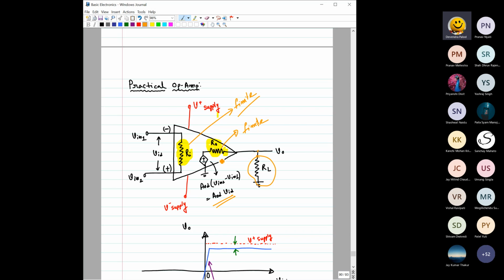Earlier, we have seen the output resistance of op amp was 0. But for practical op amp, the output resistance is not 0, but it is also finite.